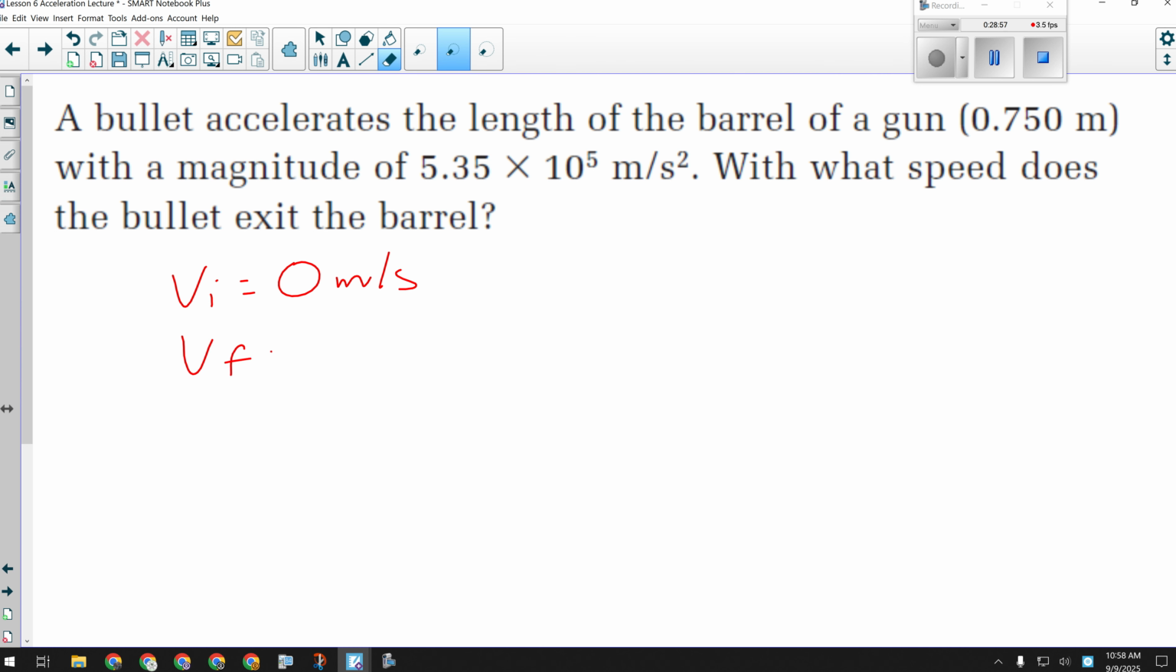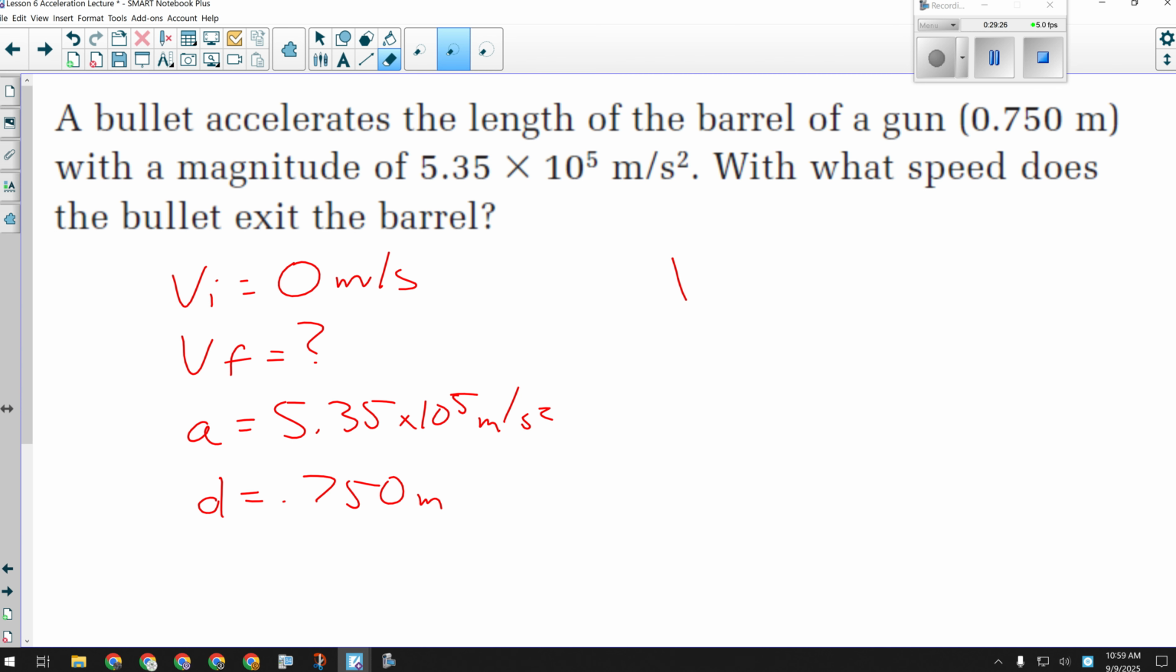We're looking for VF. It asks what speed it exits the barrel at. We know the acceleration, 5.35 times 10 to the 5 meters per second squared. That is an absolutely insane acceleration. And we also know the length of the barrel, the distance over which the acceleration happens: 0.750 meters. The only formula I have that has those four things in it is this one, and it's the only one we have left.